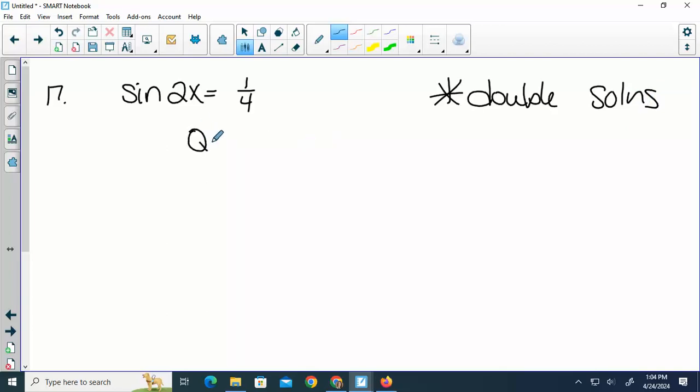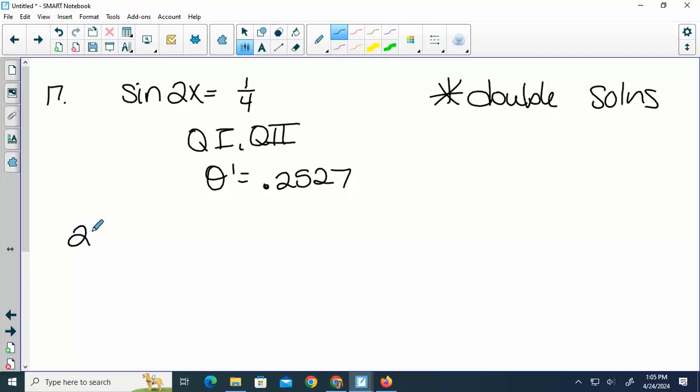Quadrants, when is sine positive? 1 and 2. Reference angle, do we know when sine is 1/4? No. So we use our calculator, flip it into radian mode. And we need to do sine inverse of 1/4. So second sine. And we get 0.2527.